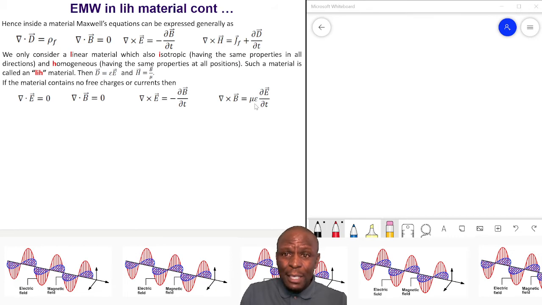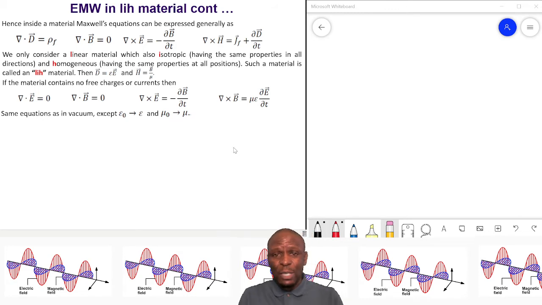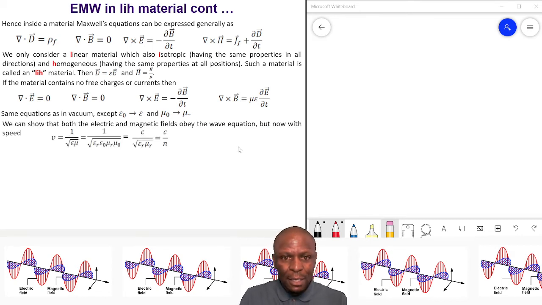But now, the last Maxwell equation is just going to be mu epsilon. Note that epsilon naught has changed to epsilon and mu naught has changed to mu, because now we are talking about the permittivity of the material, in a linear material. Good. Now, you can also take the curl of this equation and the curl of that equation to check whether the speed of the electromagnetic wave inside the linear material is just given by this equation.